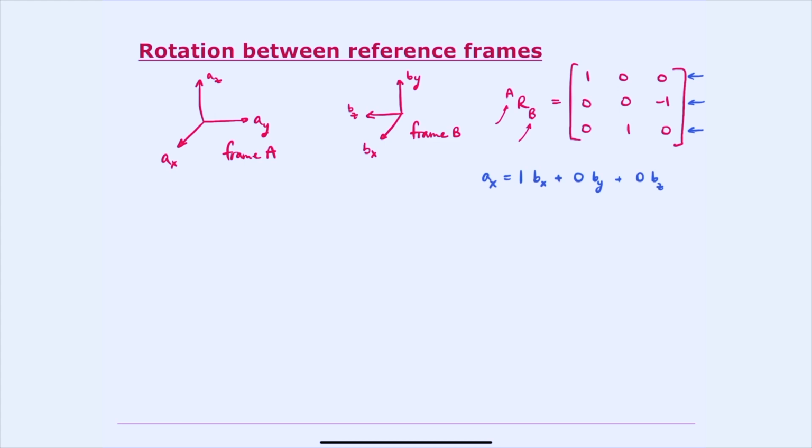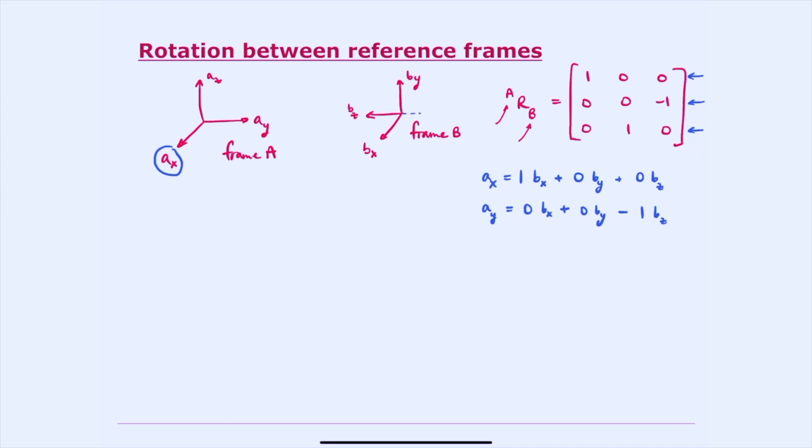Is that true? Well, let's look at AX. Here's a vector over here. Imagine expressing it relative to coordinates in frame B. What would we need to do to generate that vector using linear combinations of the basis vectors from frame B? Well, we just need 1 BX because AX and BX are parallel. Let's try the second row. The second row says that AY equals 0 BX plus 0 BY minus 1 BZ.